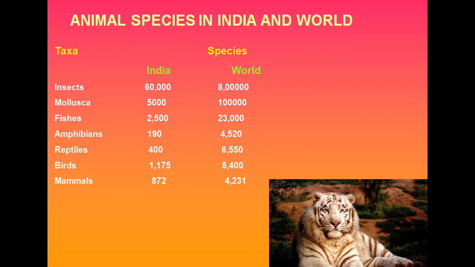The next one, the animal taxa, animals. This is the list of only the known taxa. Unknown is much more than what I have shown you. Insects 60,000, mollusca 5,000, fishes 2,500, amphibians 190, reptiles 400, like that. This is the birds 1,175. This is the known list.